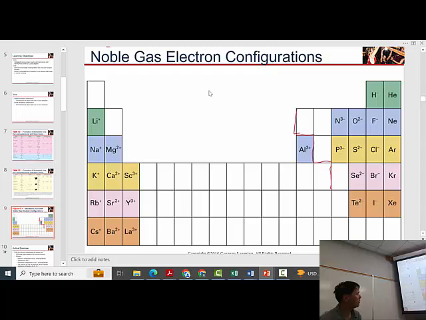Aluminum, even though it's right on the border here, so it's a semi-metal, is more metal-like. I mean, aluminum has much more of the characteristics of a metal, whereas boron has more of the characteristics of the non-metals here.